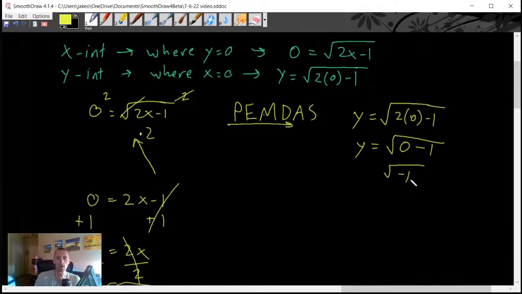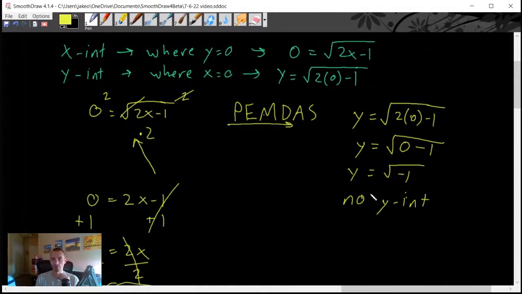Okay. And then from there, we're trying to take the square root of negative 1. Well, you can't take the square root of a negative number. So this actually does not exist. So what that means is there are no y-intercepts of this equation. And if we were to graph it, we would find that out, basically.